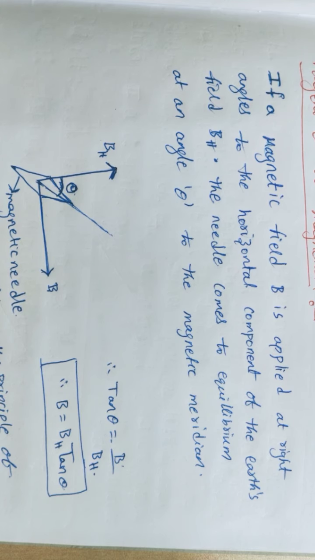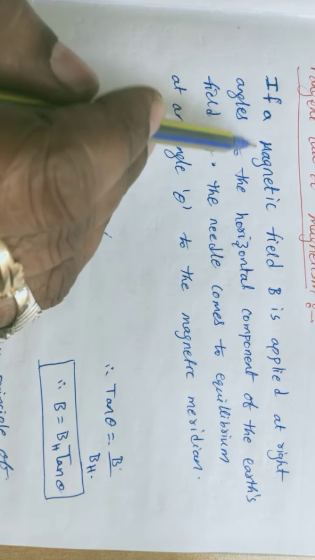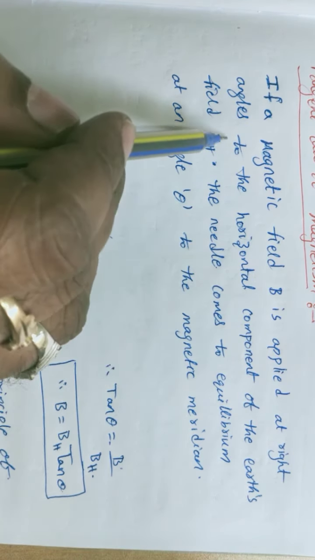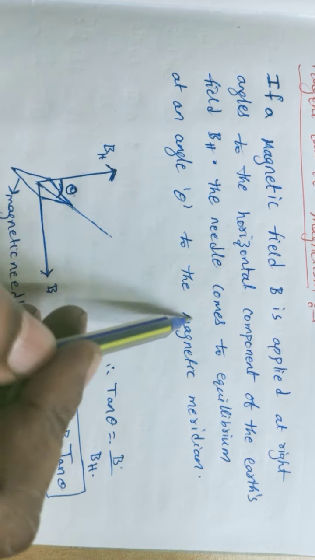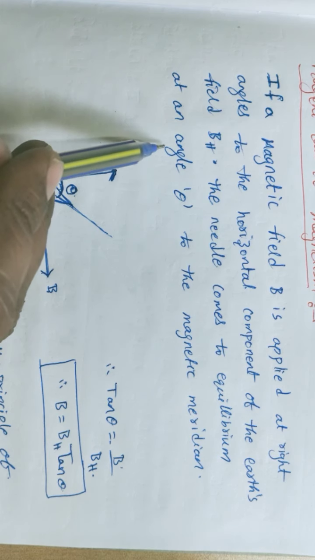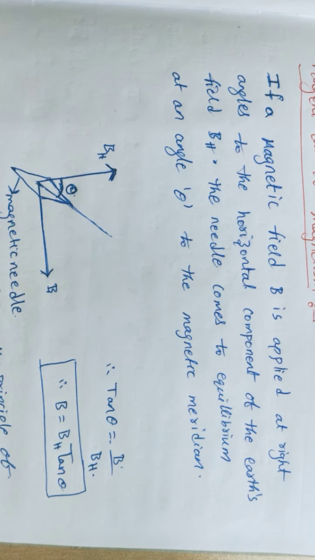This is the explanation I am giving. If a magnetic field B is applied at right angles to the horizontal component of Earth's field BH, the needle comes to equilibrium at an angle theta to the magnetic meridian. So the fundamental relation involved in the tangent law of magnetism is B is equal to BH tan theta. Remember the formula.